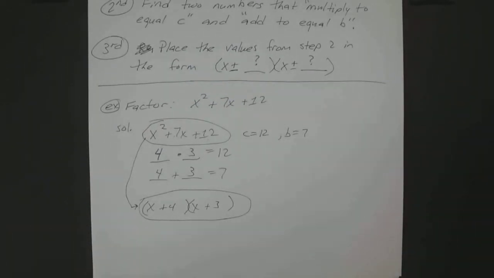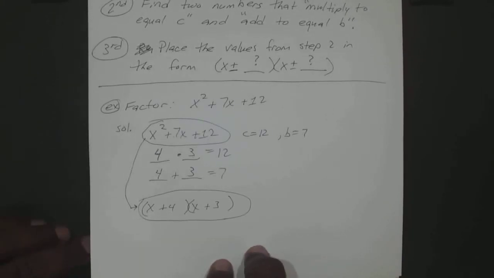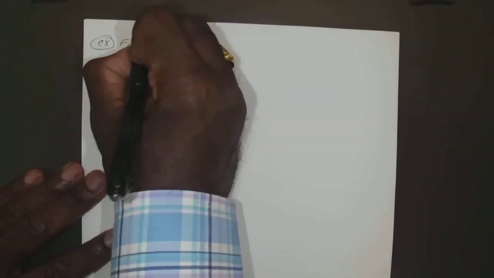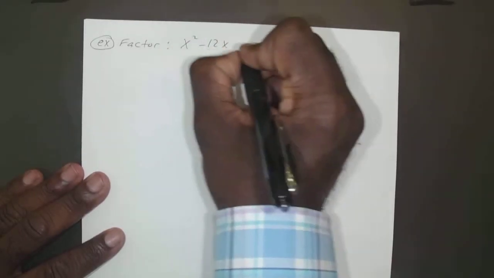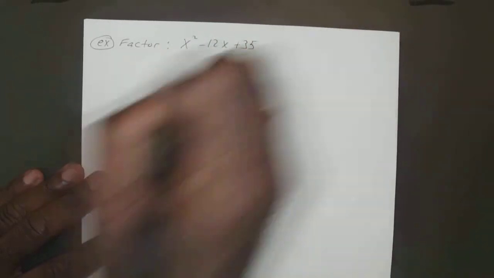All right. Any questions on that one? Okay, so let's say we wanted to factor, let me pick a good one, x squared minus 12x plus 35.